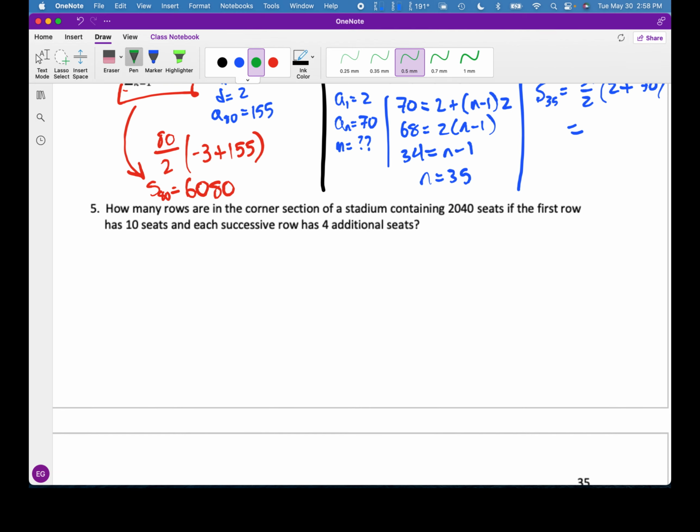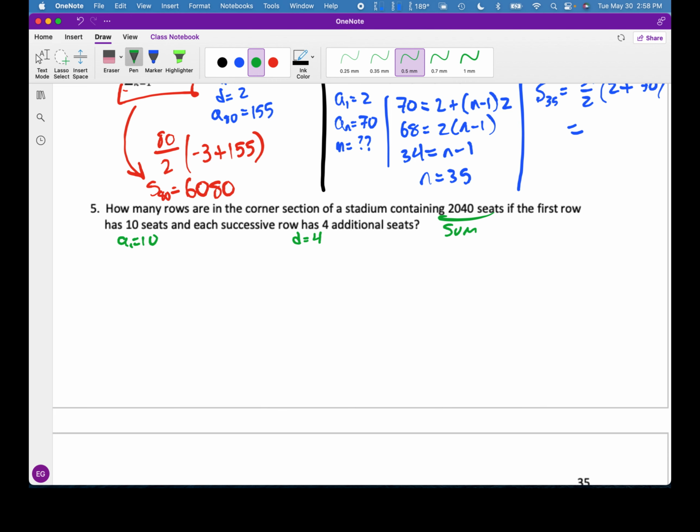A word problem now. So how many rows are in the corner section of a stadium containing 240 seats? So this is the sum. So we're most likely using a sum formula. If the first row has 10, so that's A1, and then each successive row has 4 additional seats, so that's going to be D equals 4. So they want to know how many rows there are.